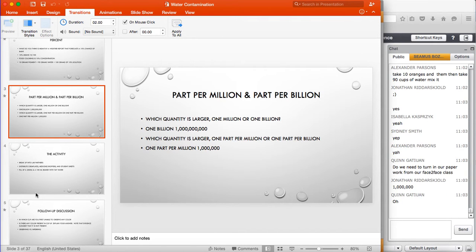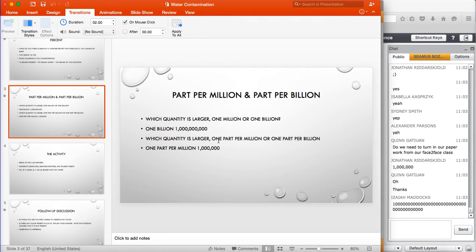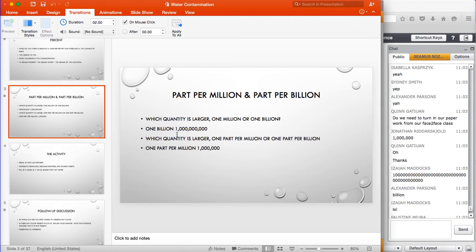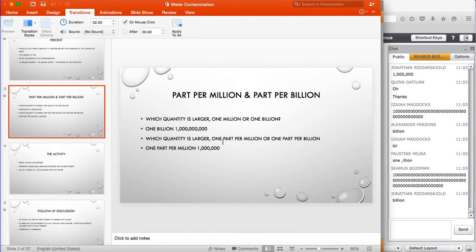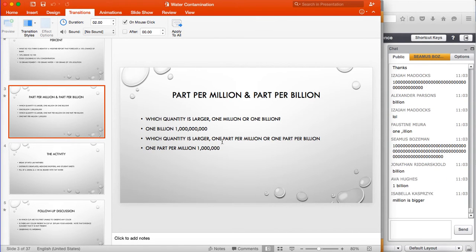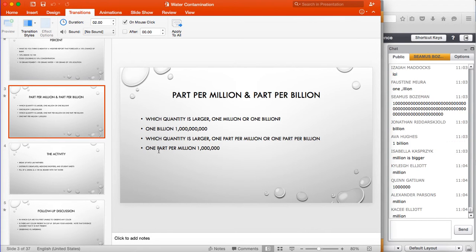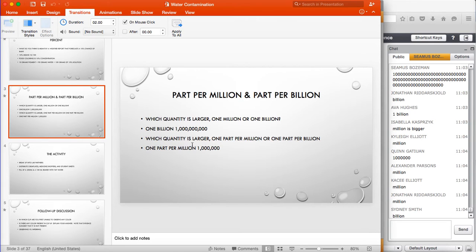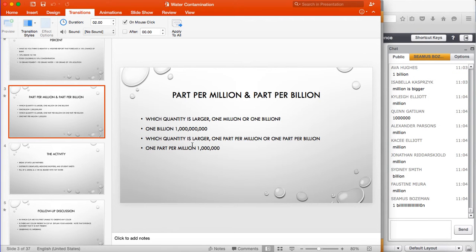All right, so my question is, which is bigger, 1 million or 1 billion? And Isaiah says oh, wow, that's big. All right, it's a billion. A billion is bigger. Which quantity is larger, one part per million or 1 part per billion? It would be 1 part per million. Even though million is a smaller number, you're dividing by a smaller number, hence you're getting a bigger number overall.